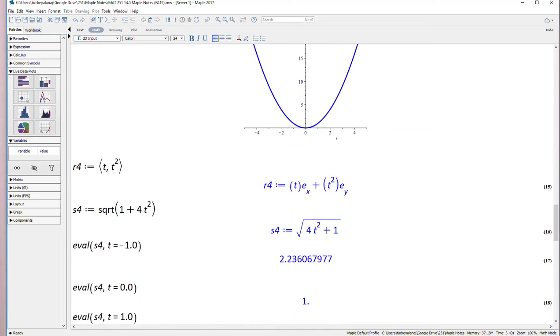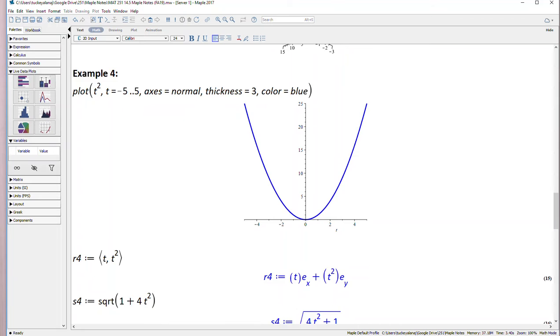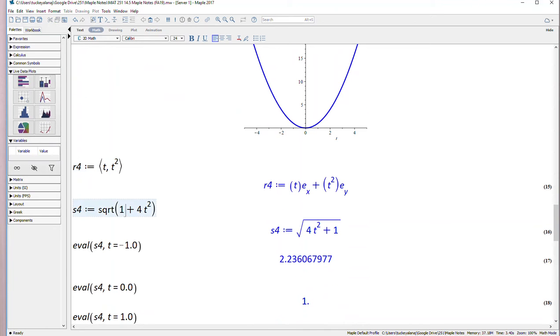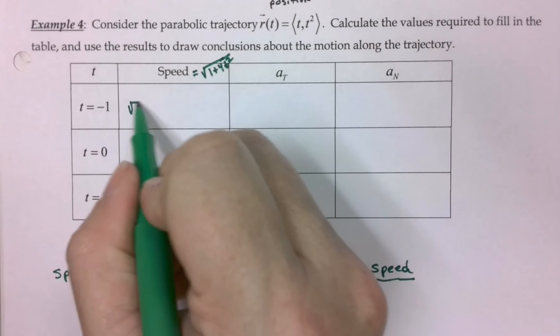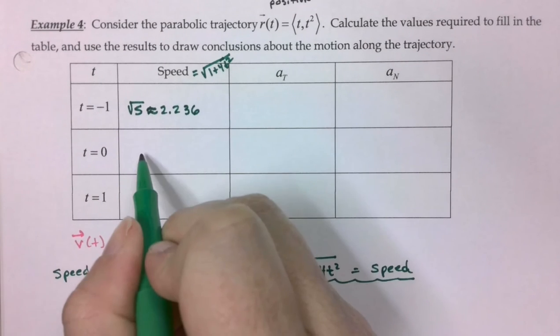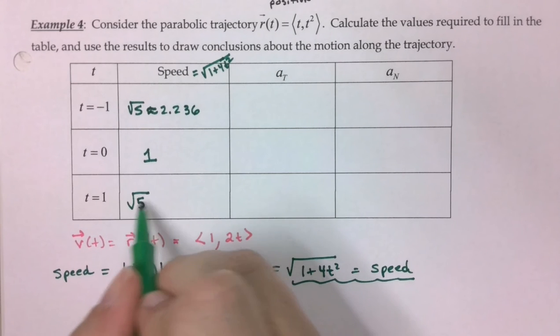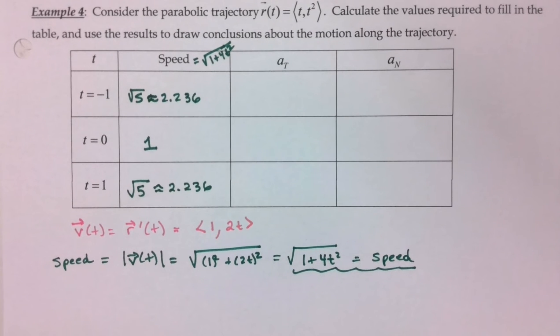So I defined there's the parabolic curve, there's the trajectory we're working with. Right there, I named it t squared. And then I've got my speed, I define it as speed. And I'm telling it to evaluate that speed at -1, 0, and 1, and I have those values. Right? So it's the square root of 5, which is 2.236. Then this is 1, and this is also the square root of 5, which is 2.236. All right, so I've already got the speeds filled in.